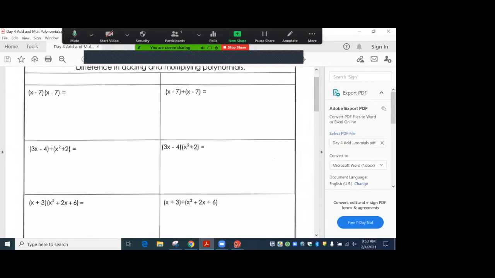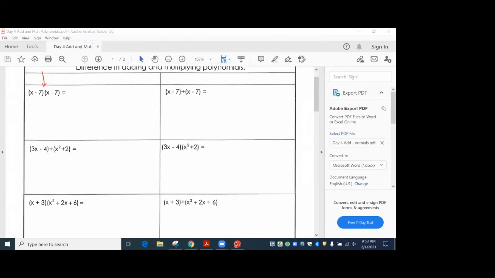Okay, so yesterday we started introducing multiplying. Today's worksheet is to work on how to tell the difference between multiplying and adding, okay? So we're going to be going back and forth between multiplying and adding. The key is you look in between the parentheses. Can anybody tell me right here, are we multiplying or are we adding? We're multiplying because there is no addition or subtraction in between the parentheses.